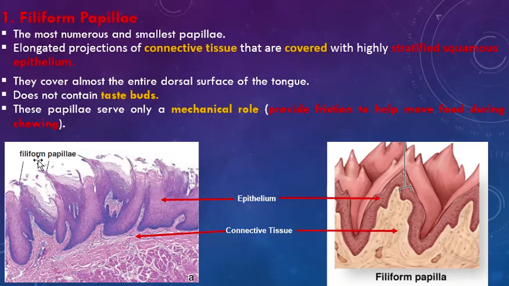This filiform papilla is an elevation of connective tissue covered by stratified squamous epithelium, separated from the connective tissue by the basal lamina or basement membrane. Okay, and this is the skeletal muscle of the tongue, this is the epithelium, and this is the connective tissue.